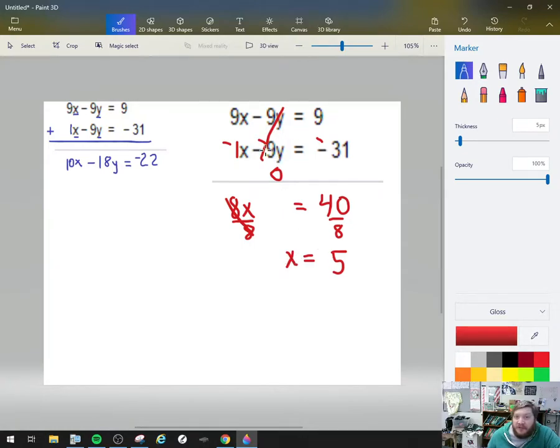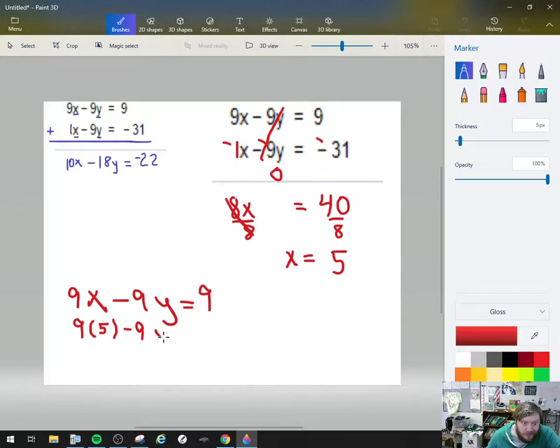Sometimes when we do elimination, x goes away, sometimes y goes away. In this case, y went away and we found x. So now I have to go back and substitute, and you can pick which one. It doesn't matter, it really doesn't. I'll pick the top one. So I can say 9x minus 9y is equal to 9, and x was 5. So I go in and substitute for that letter. So I'm substituting for x.